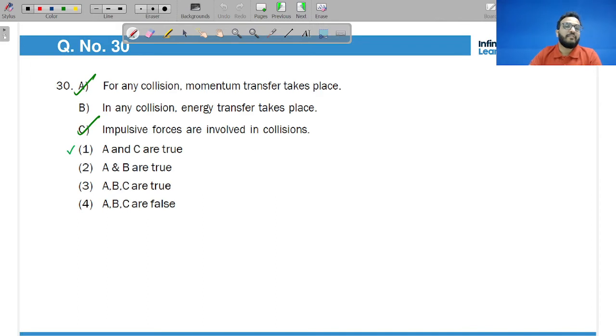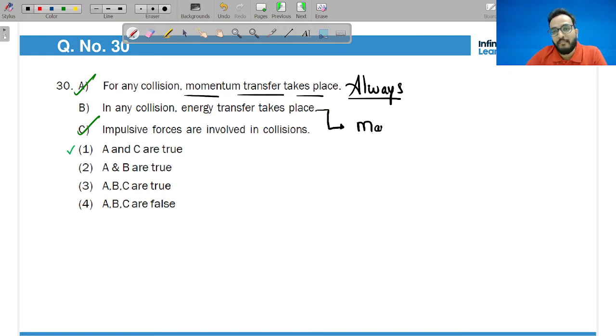Now, question number 30. For any collision, momentum transfer takes place? Yes, always, always. No doubt about it, always. In any collision, energy transfer takes place? May or may not.